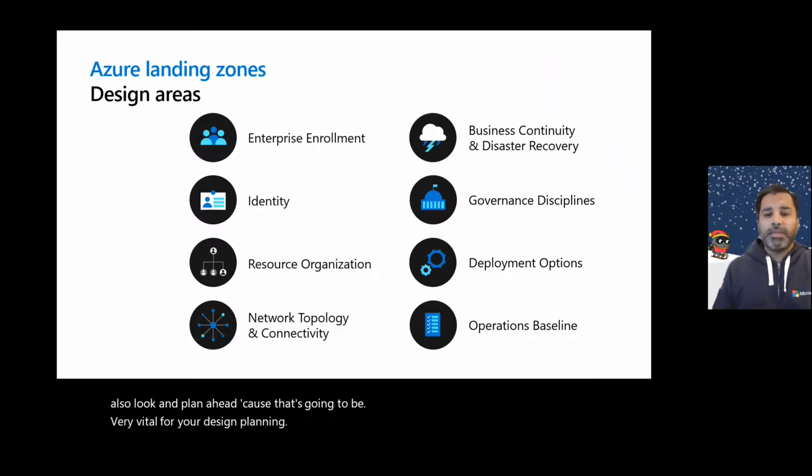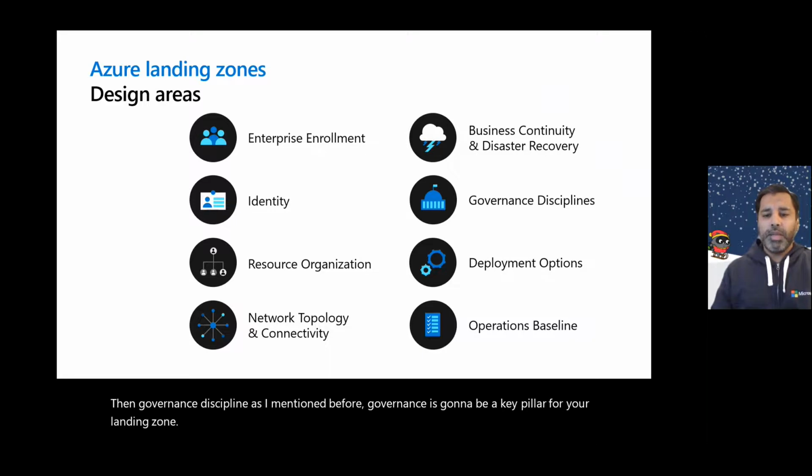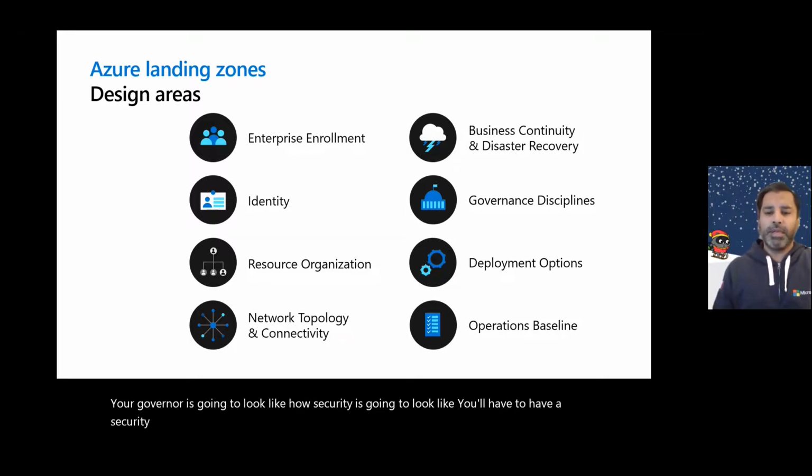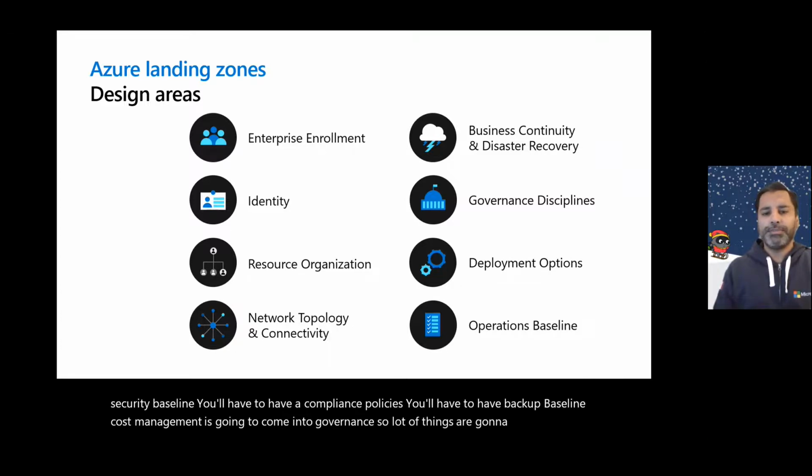Then governance discipline, as I mentioned before, governance is going to be a key pillar for your landing zone. Because with governance, what happens is you would start planning and deciding early on how your governance is going to look like, how security is going to look like. You'll have to have a security baseline. You'll have to have compliance policies. You'll have to have a backup baseline. Cost management is going to come into governance. So a lot of things are going to play into governance.